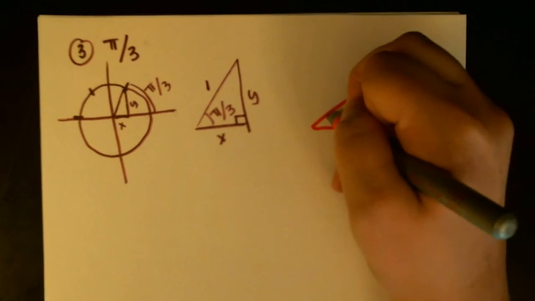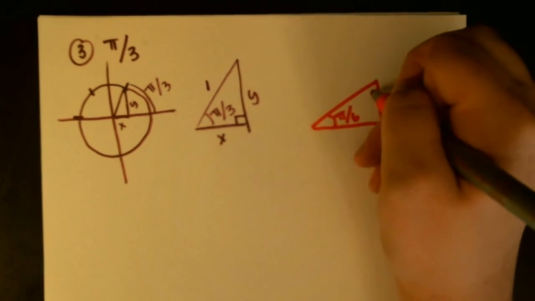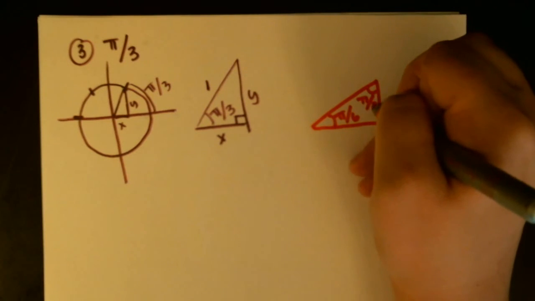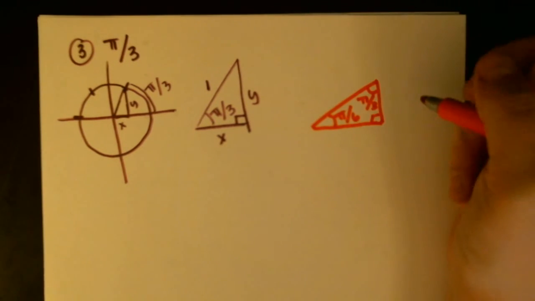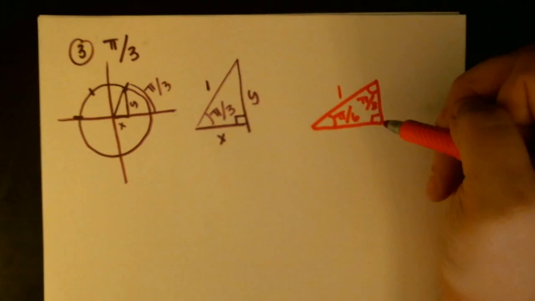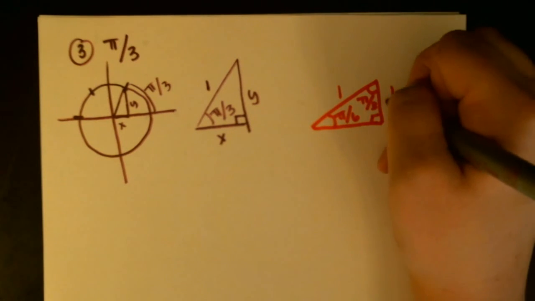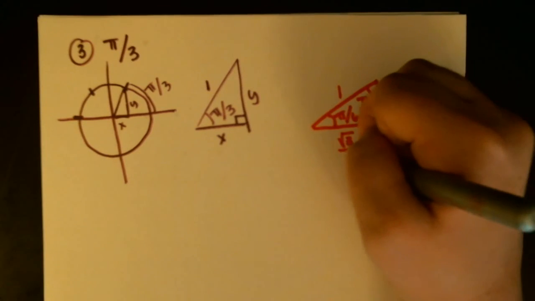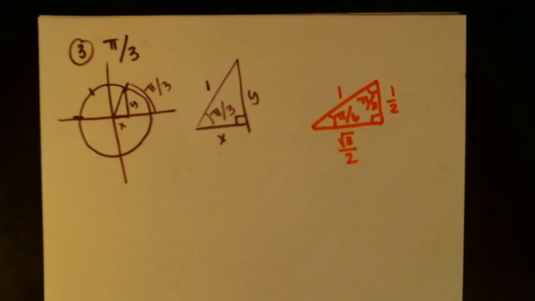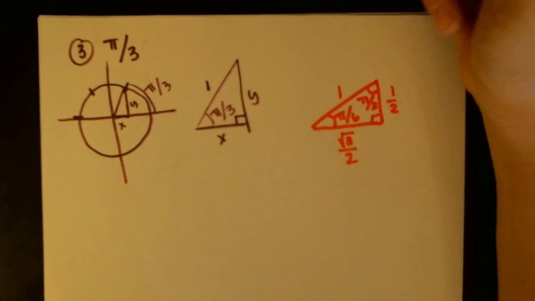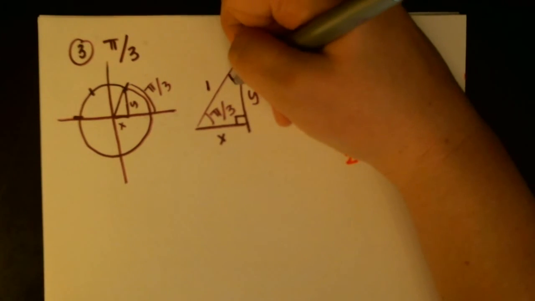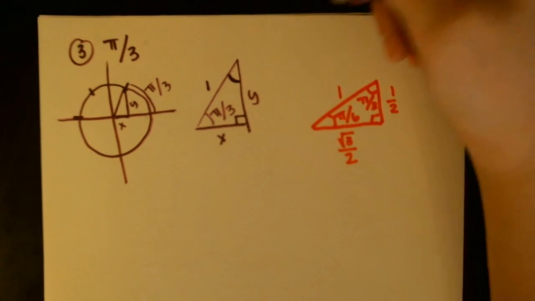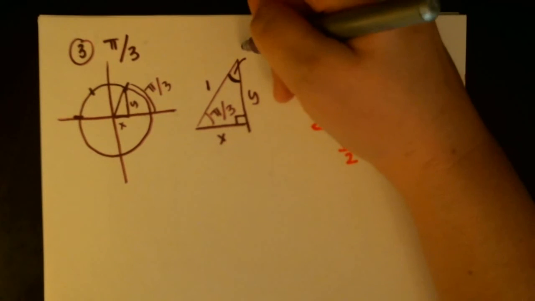It had a pi over 6 and a pi over 3 and a right angle. And we knew the hypotenuse was 1, and that across from the pi over 6 we had 1/2, and across from the pi over 3 we had root 3 over 2. So back to this triangle we were just working on, through the exact same thinking as before, that the angles have to add up to pi, this has to be our pi over 6.